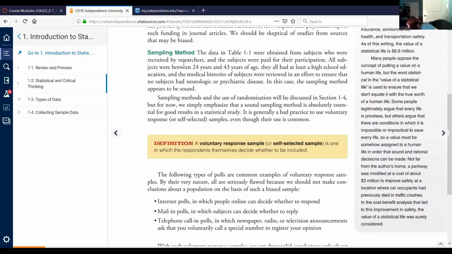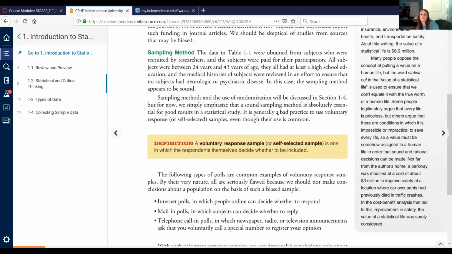So in this case, the sampling method appears to be fairly sound. There's nothing wrong with paying people to participate, although that might make people participate who might not otherwise. But if your other methods of identifying subjects are not a problem, and everyone is paid, that's fine.